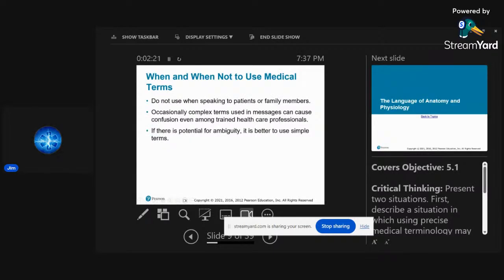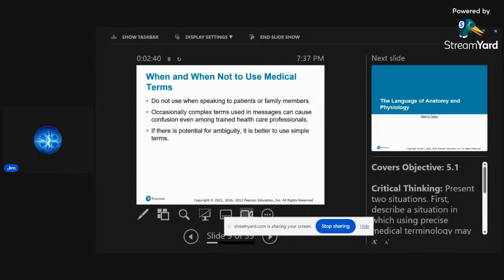When and when not to use medical terms. We do not want to use them when we're speaking to patients or family. That's one way to make yourself look like you're talking down to someone, by using these big terms to the patient or the family when they don't understand what you're talking about.